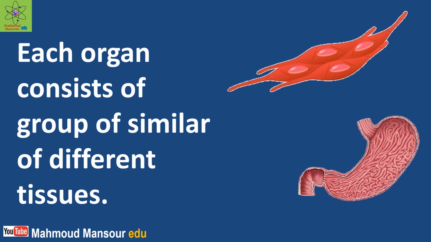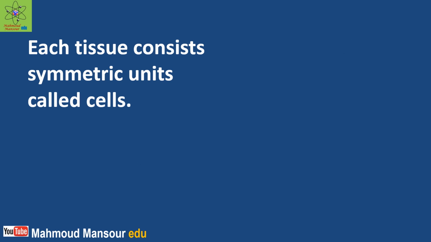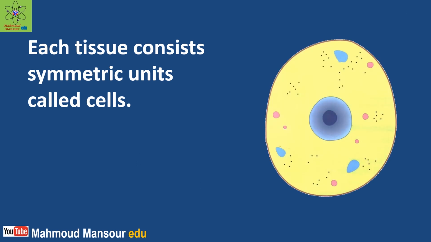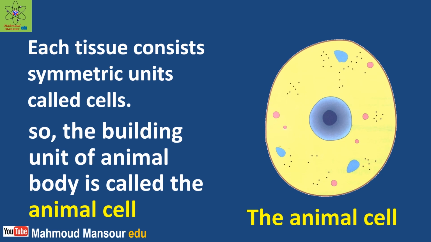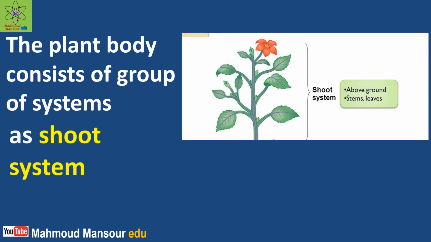I want you to notice the difference between the tissue that builds up the stomach from inside and the tissue that builds up the stomach from outside. Each tissue consists of a group of symmetric units called cells. So the building unit of the human body is the same as that of the animal body, which is called the animal cell.